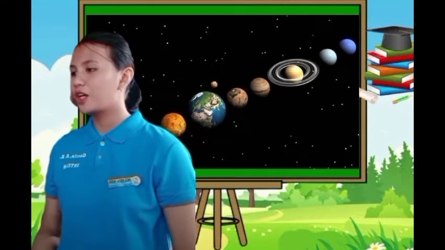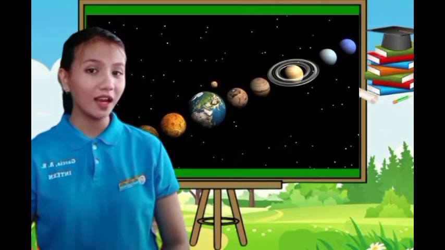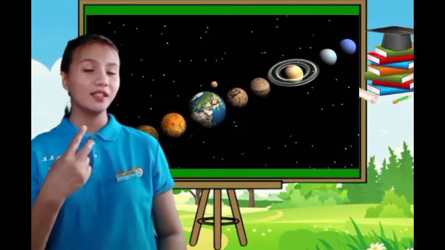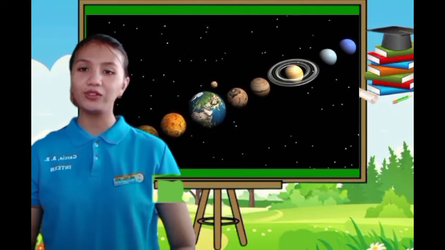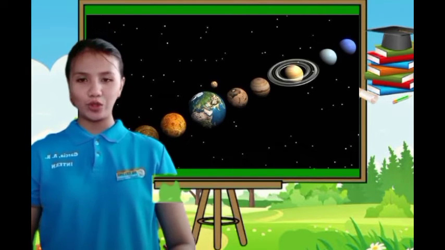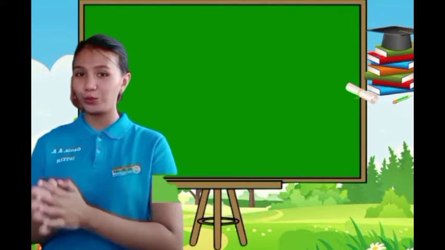Can you present your answer, Jana? Very good. Number 1 is Mercury, second Venus, number 3 Earth, 4 Mars, 5 Jupiter, 6 Saturn, 7 Uranus, 8 Neptune. Very good, children. Clap 1 to 3. 1, 2, 3.